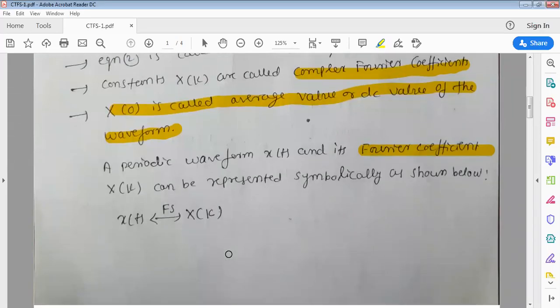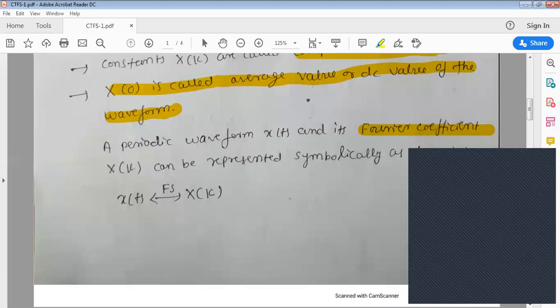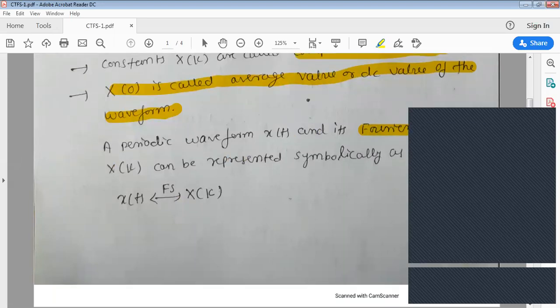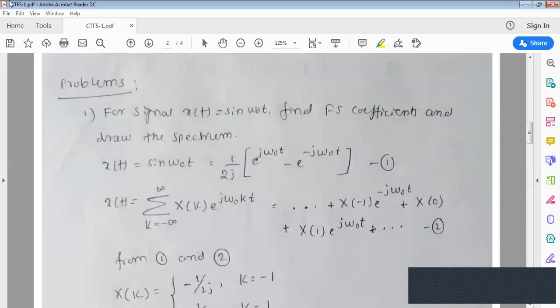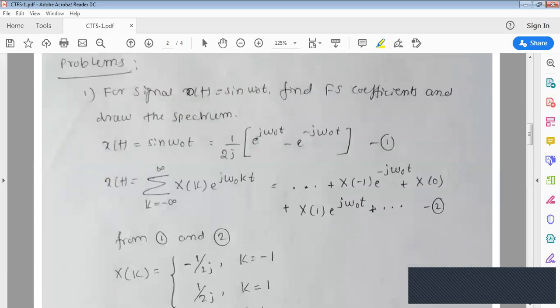Once you understand this, I'll go to certain problems. Let us take x of t equal to sine of omega t. What are the Fourier series coefficients, and draw the spectrum. When they give the problem in terms of an equation, I'll write x of t equal to sine of omega naught t. What is sine of omega naught t?